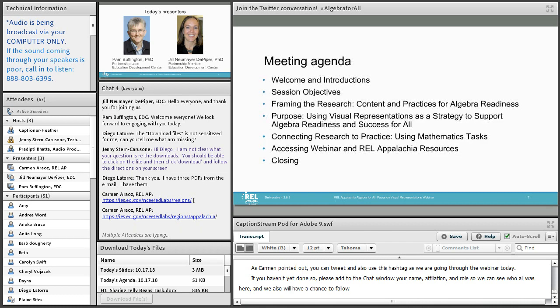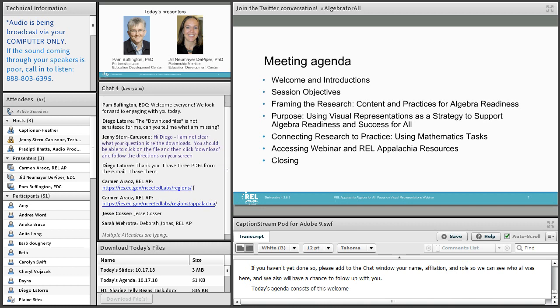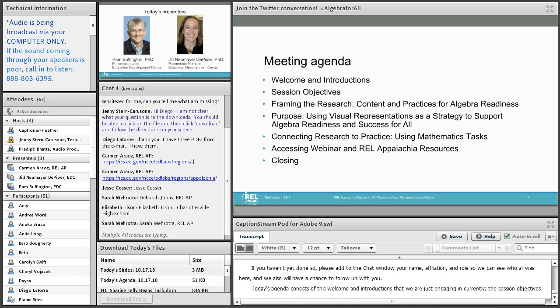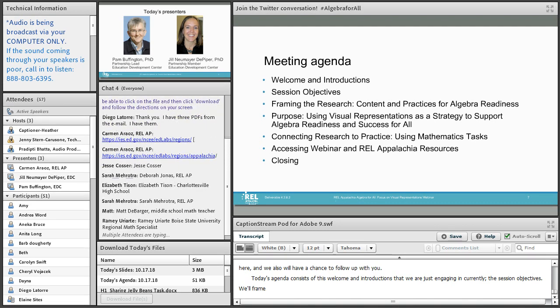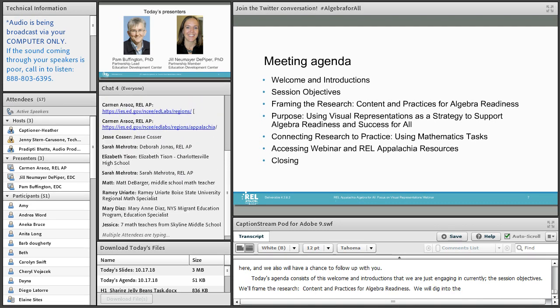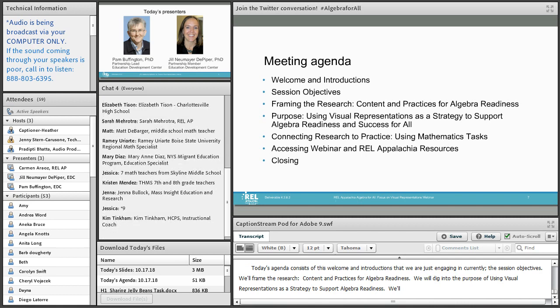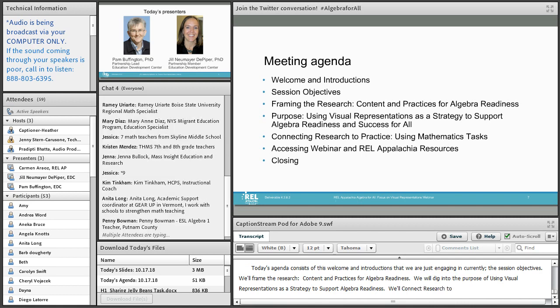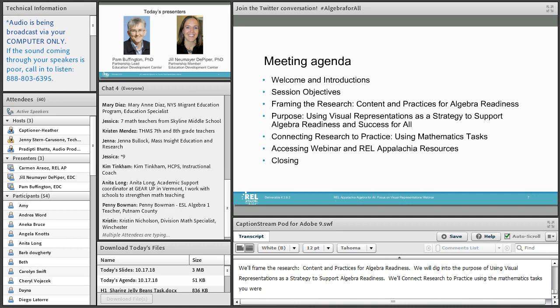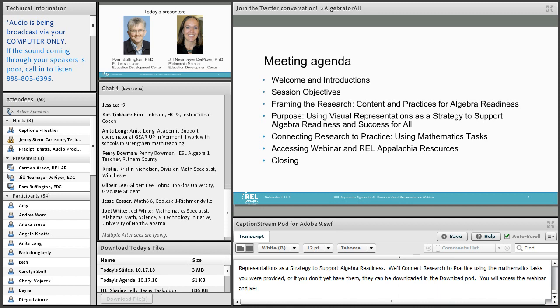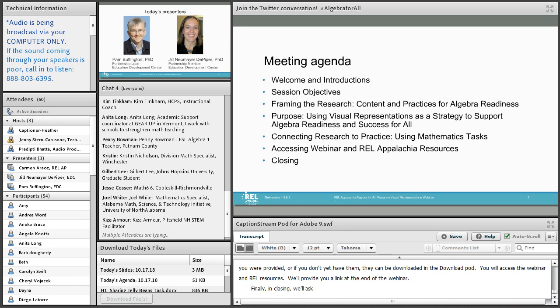Today's agenda consists of this welcome and introductions that we are just engaging in currently. The session objectives will frame the research, content, and practices for algebra readiness. We will dig into the purpose of using visual representations as a strategy to support algebra readiness and success for all. We'll connect research to practice using the mathematics tasks that you were provided, or if you don't yet have them, they can be downloaded in the download pod. You will access the webinar and REL resources. We'll provide you a link at the end of the webinar. Finally, in closing, we'll ask you to complete a survey about this webinar.